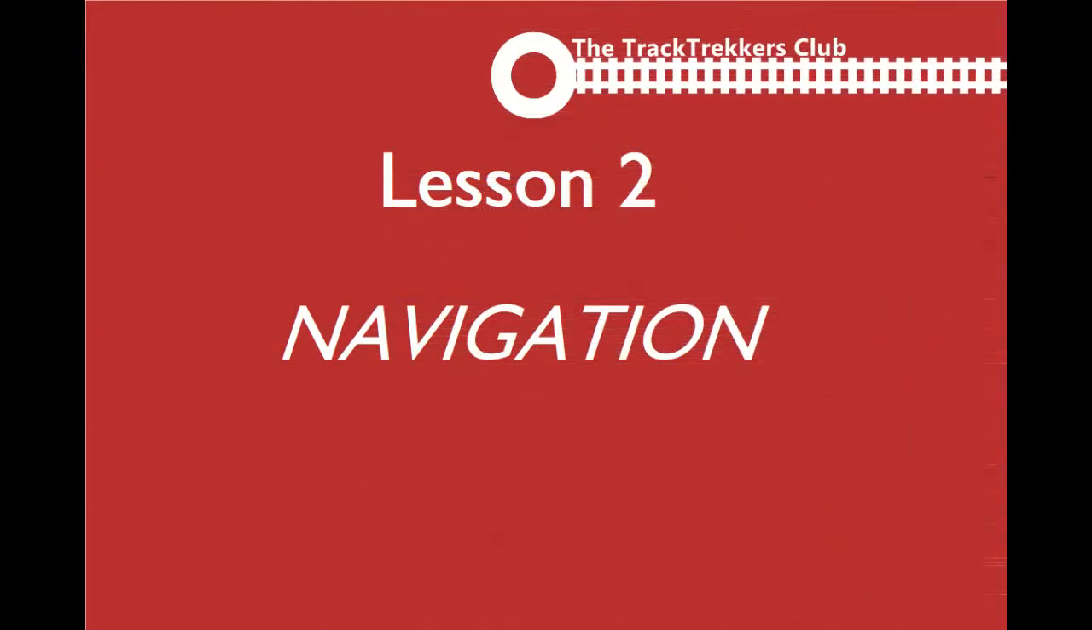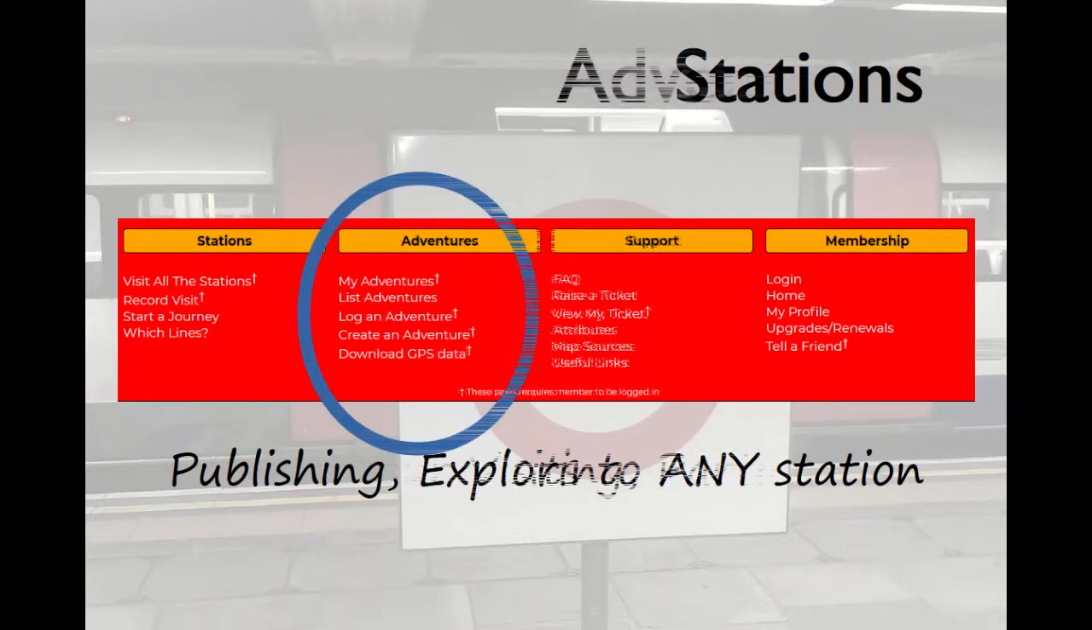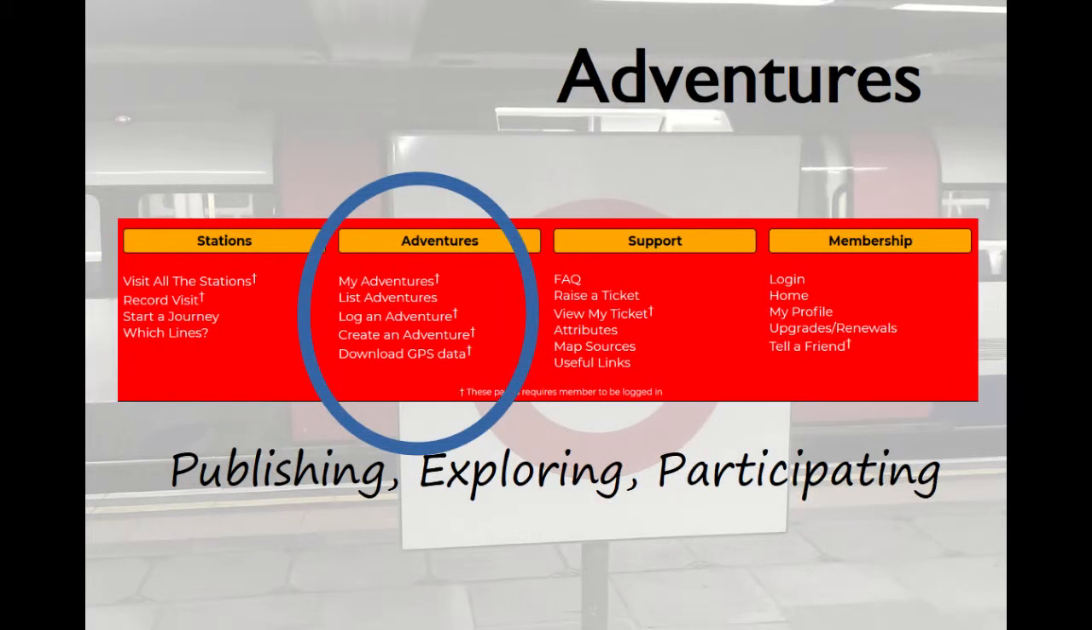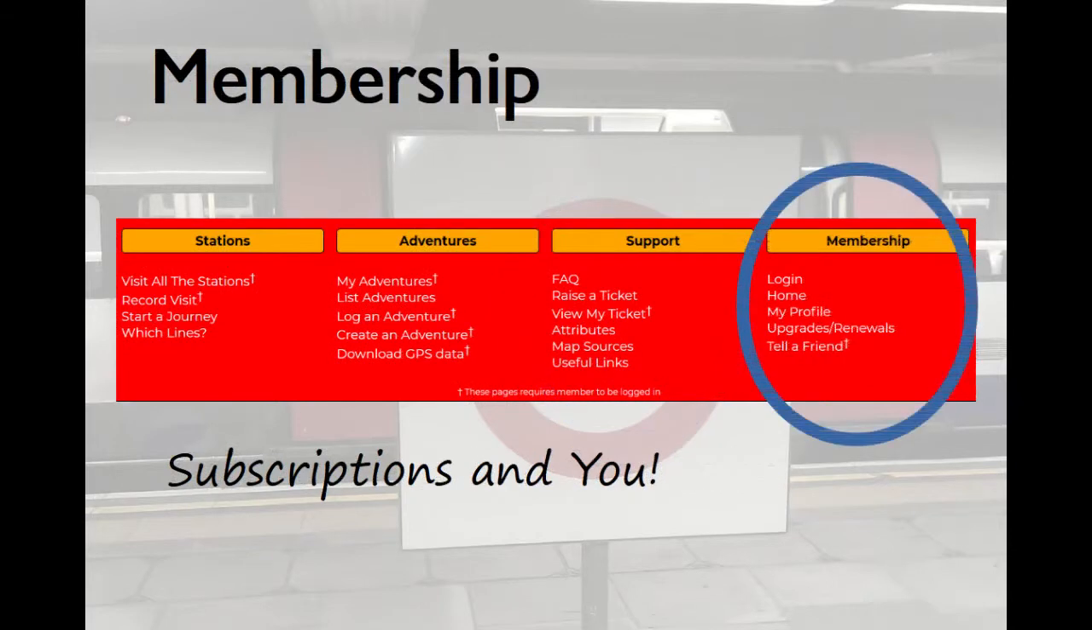So looking through the navigation, the main features on the site are stations. This is about logging your visits to any station, recording a visit, starting a journey. You've got adventures, so that's sort of publishing stories to encourage other people to go and visit parts of the network. There's a whole load of things on support, frequently asked questions and the like, and raising tickets, and stuff dealing with your membership to the TrackTrekkers.Club on the right-hand side of the menu bar.